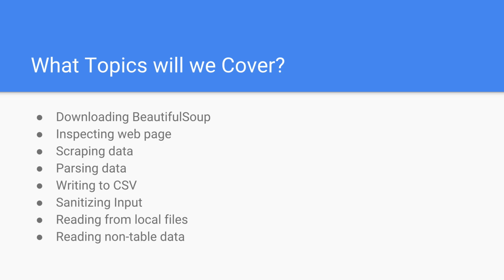Then we'll take a look at how to sanitize input. Sanitizing input is a very important step, particularly when we're writing to CSVs, as they're very particular about how they want their input. After this, we'll learn how to read from local files rather than directly from a URL. And finally, we'll explore how to read non-table data. So that's data that's not nicely formatted into a table, because very often the data we want from web pages is not so nicely formatted.